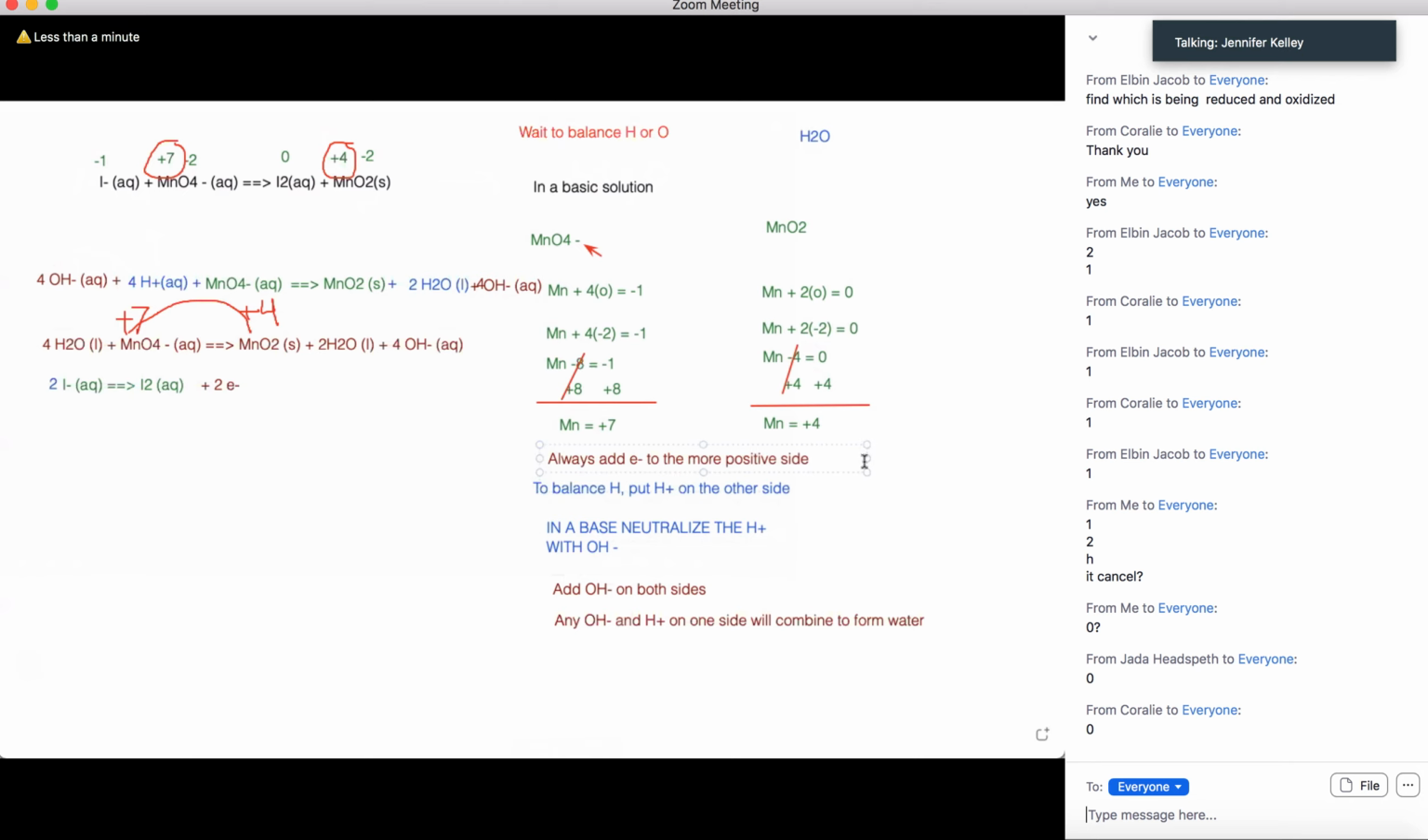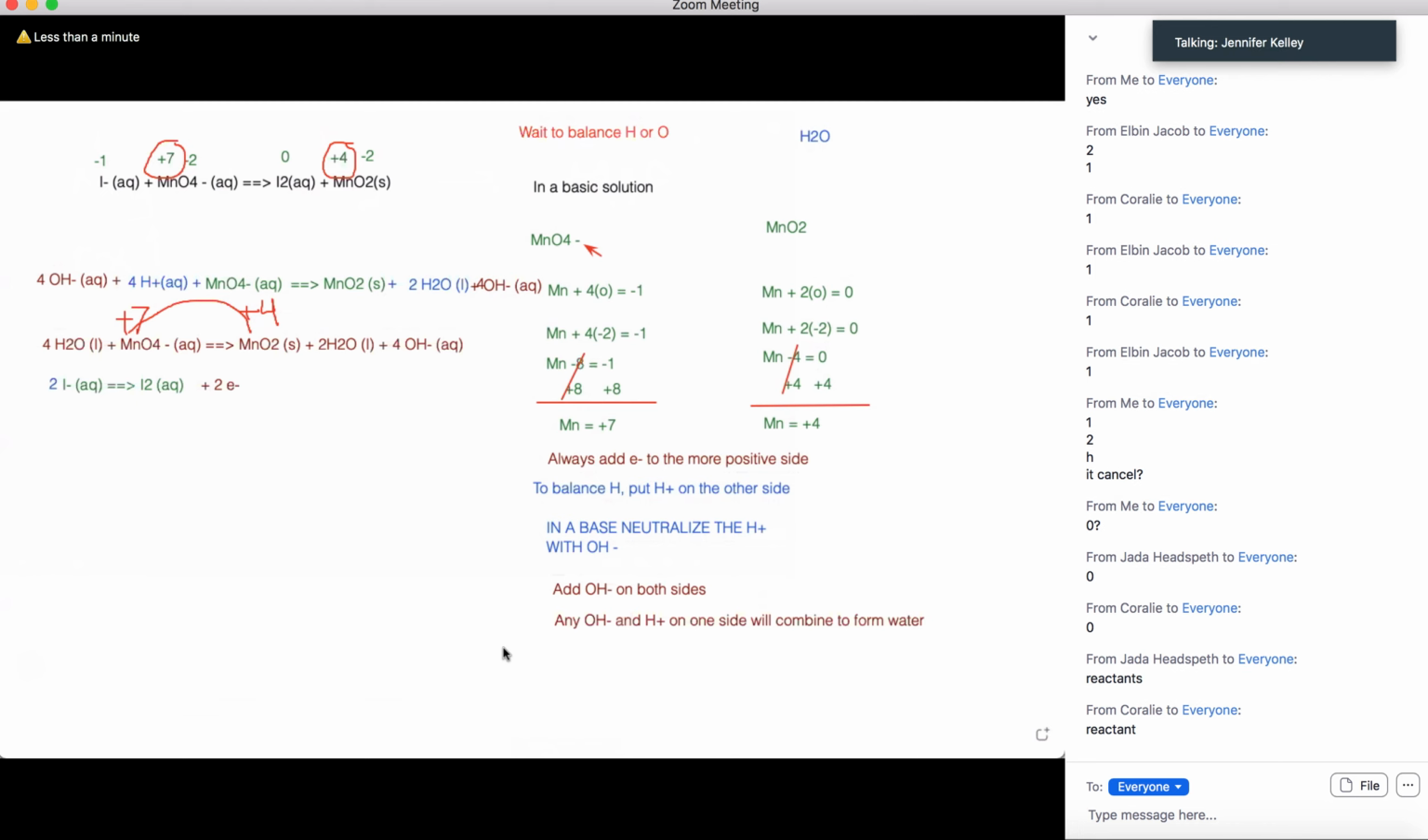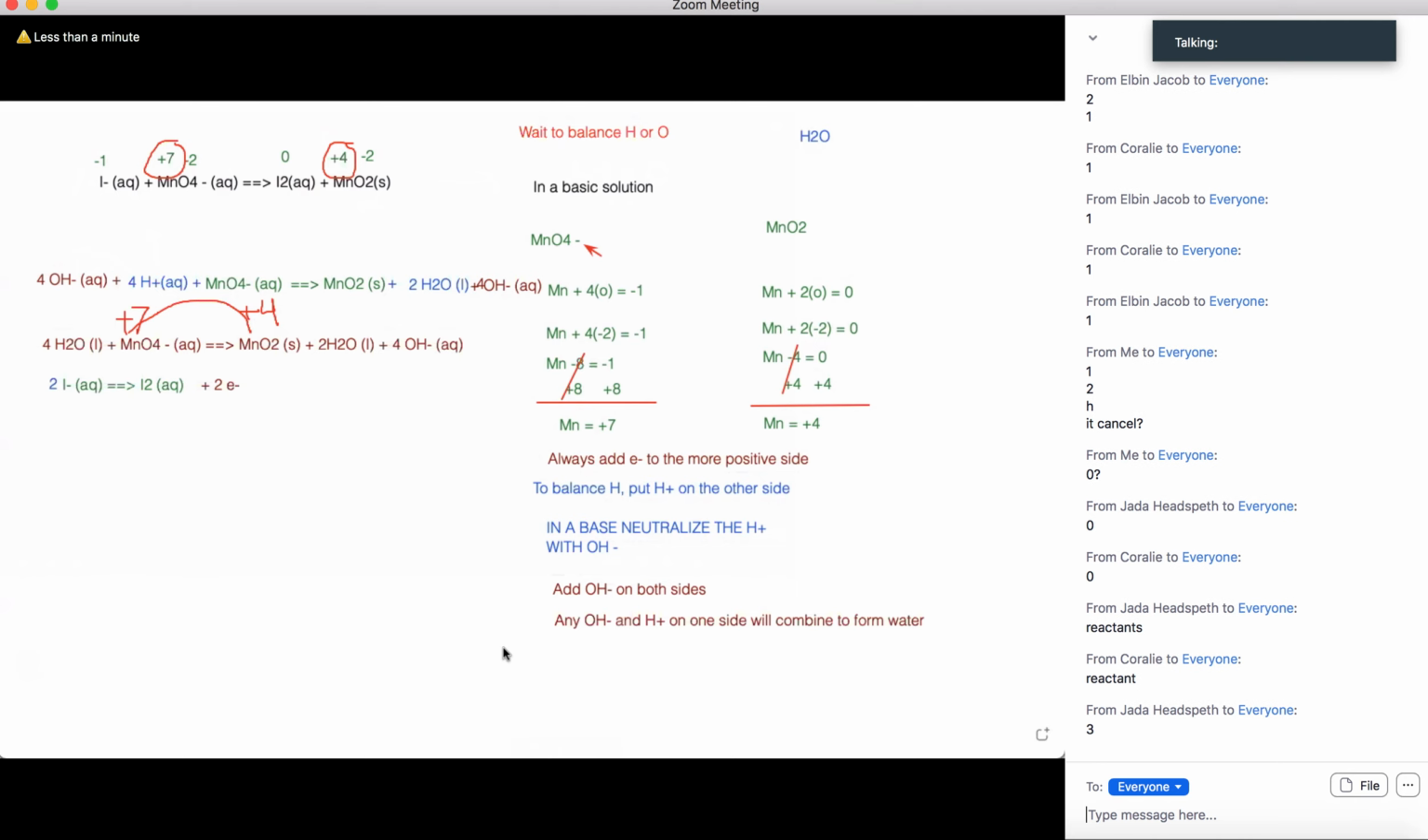All right, so which is the more positive side? The reactant side or the product side? Good, reactants, because it has a +7. Now, how many electrons would we have to add to +7 in order to get +4? Yes. 3. Good.